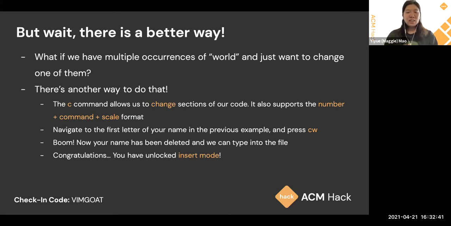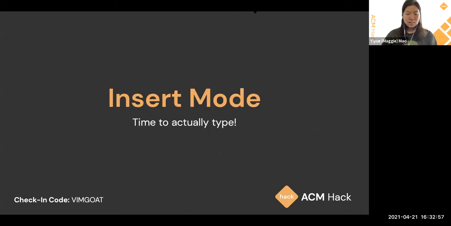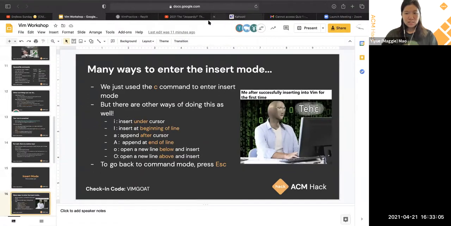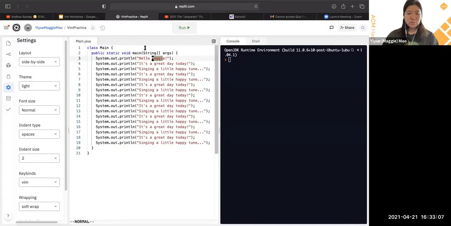So the C command, which stands for change, is a command that allows us to change sections of code. It also supports the number plus command plus scale format, just like deleting and yanking. So what we're gonna do right here is we can navigate to the first letter. So it's not letting me. Okay, first letter of our name, which is right here.